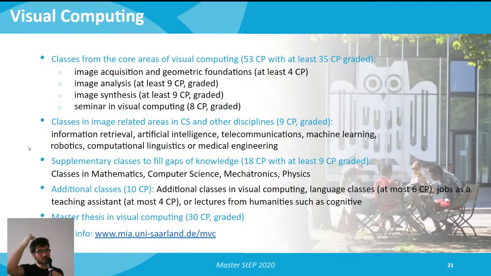Visual computing. Basically, like bioinformatics, you have lecture groups you have to cover. For example, classes from the core areas of visual computing, you have to cover 53 credit points, or with the lectures below, or at least this is just a small part of it. You can see all of the lectures you have to or can cover in your study regulations.